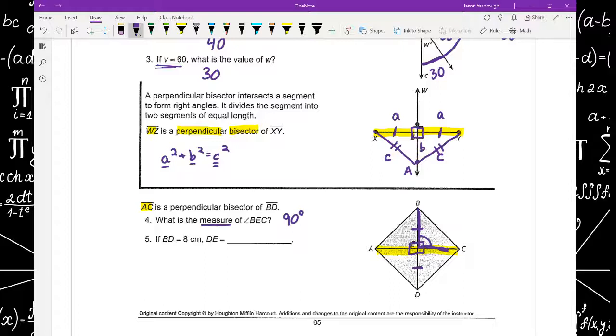Now the next part says that BD is 8. It wants you to find DE. So BD, the entire length, is 8. Remember, this is cut in half. So what we're going to do is 8 divided by 2, giving you 4. So this side is 4 and this side is 4, and therefore DE is also going to be 4.